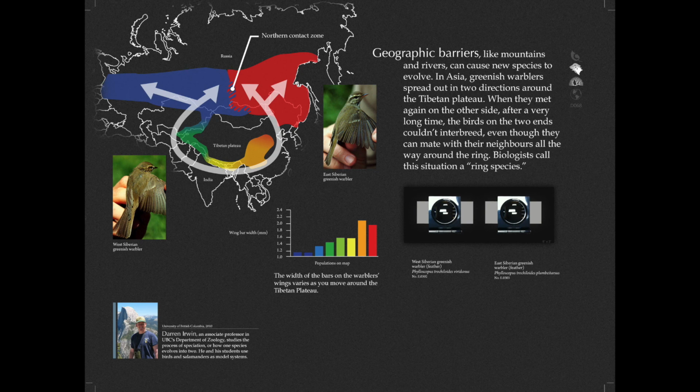DNA samples as well as morphology, in terms of the bars and the width of the bars on the wings, show that the red and the blue group were in fact distant enough in terms of DNA. Along with the fact that they did not interbreed in terms of song, this was enough evidence to classify these two different groups as different species.